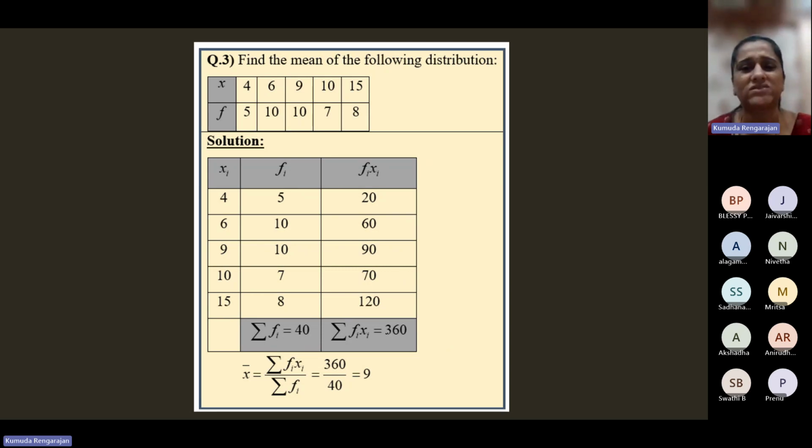So it's very easy. We have the Xi values, we have the Fi values. We just need to create one more column, Fi-Xi, total of the Fi-Xi column, total of the Fi column, divide, and mean.